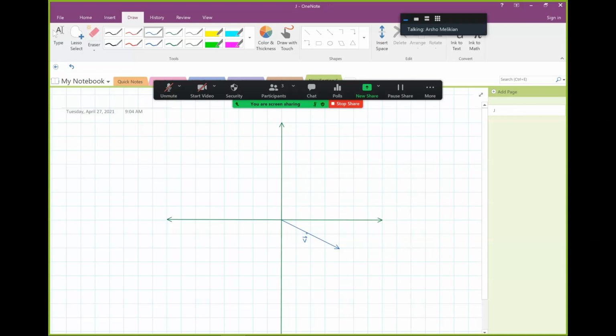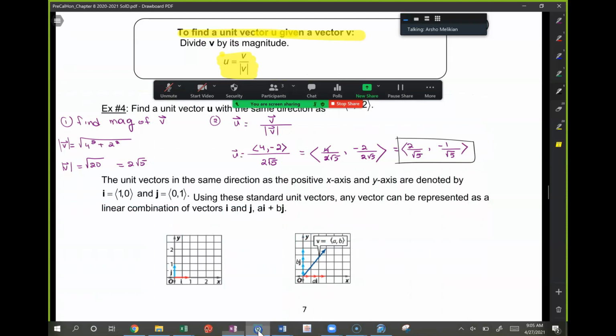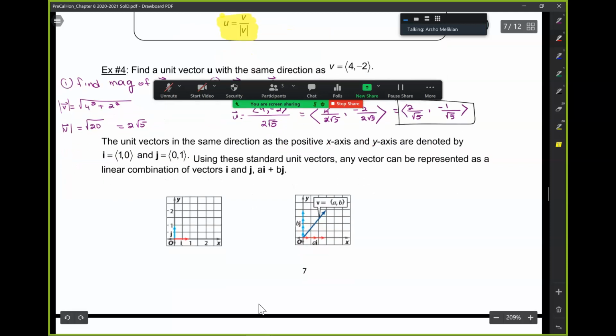Now, guess what else I'm going to draw? I want to draw now vector u. So here, remember how we found vector u? I want to draw vector u, but I don't know how much 2 over root 5 is. Can somebody tell me how much is 2 over root 5? Anybody have your calculator on you? I'm doing it, don't worry. We've got 0.894427. Yep, 0.89. And this one is negative. It's half of it, right? So it's negative 0.45-ish.